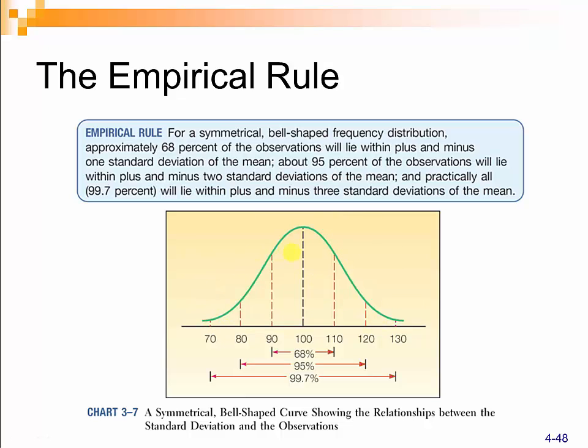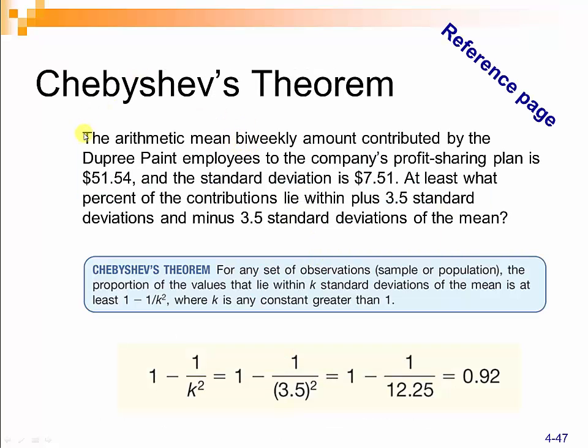So what happens if we don't have a symmetrical distribution? Well, that's where Chebyshev's theorem comes into play. You might see this spelled with a C here instead of an S, but it's talking about when you have a non-symmetrical distribution or an odd-shaped distribution, you can calculate what proportion of the values lie within a certain number of standard deviations from the mean, or at least a certain amount will fall within that range. So you may get more, but at least a certain amount will fall into that range.